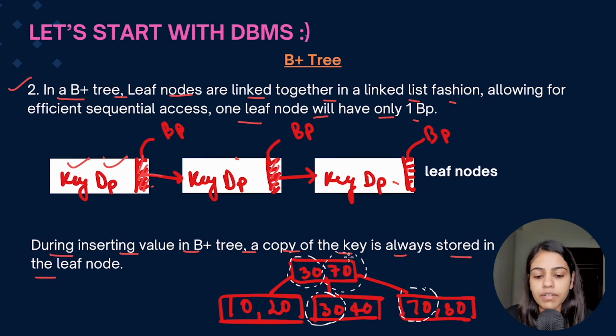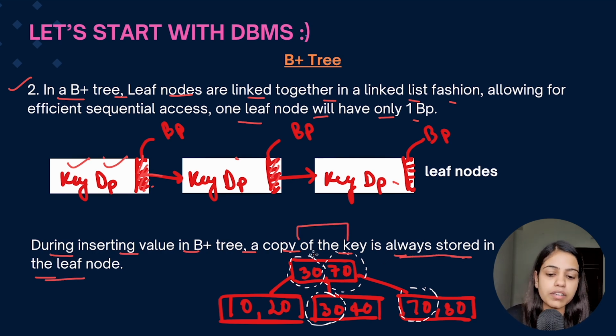So whenever we insert any value in the B plus tree, the leaf node always has a copy of that particular key in a sorted manner. So here if I am inserting 30 and 70, in the leaf node I'll be having a copy of 30 and 70, because in the leaf node we have the data pointers. In the internal nodes we don't have any data pointers, we only have the key.